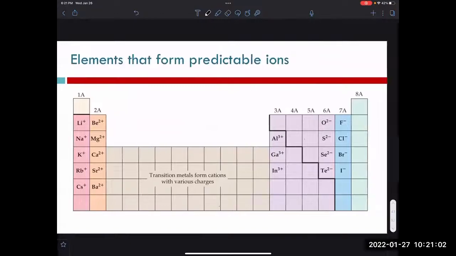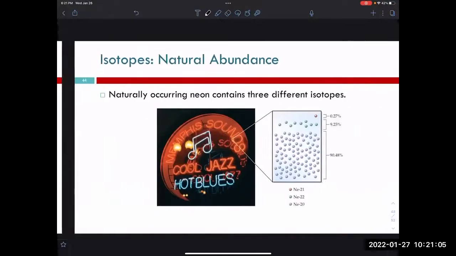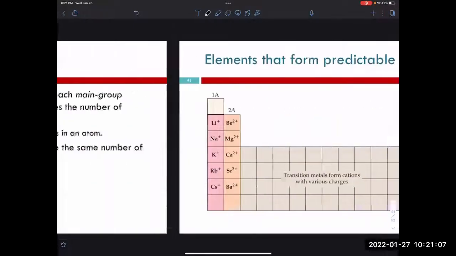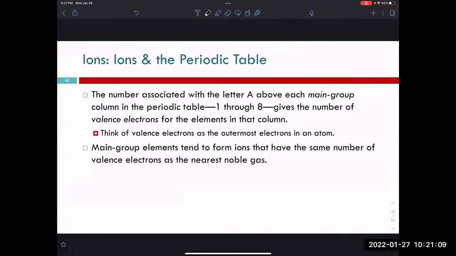Trying to decide if this is the best stopping point. Oh, let's get to isotopes. Yeah, let's just get to isotopes.